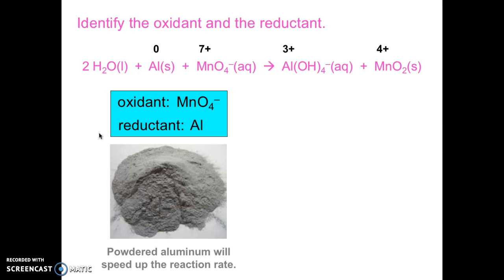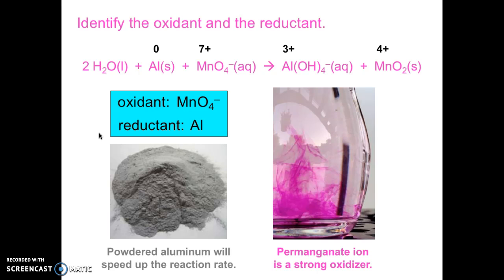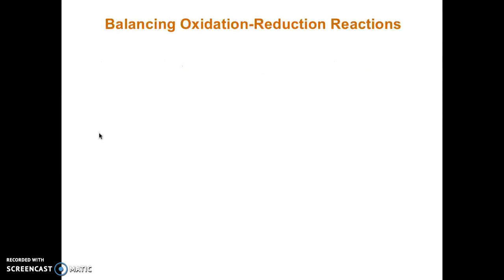Interestingly, powdered aluminum is going to speed up the rate of reaction. Sorry, did I say manganese oxide? Manganese oxide is on the product side. Permanganate ion is actually a really strong oxidizer, and it's also quite pretty.